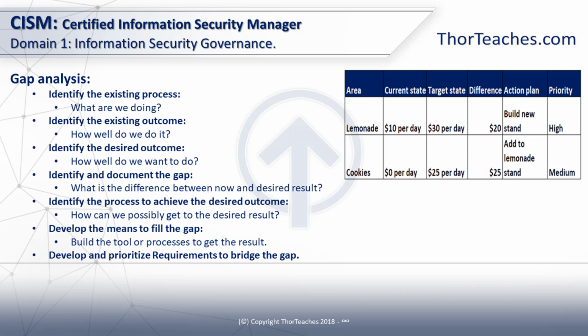On the example here, we sell $10 of lemonade every day. Then we identify the desired outcome. How well do we want to do in the future? We want to sell $30 every day. What's the difference? Well, in this case, $20.